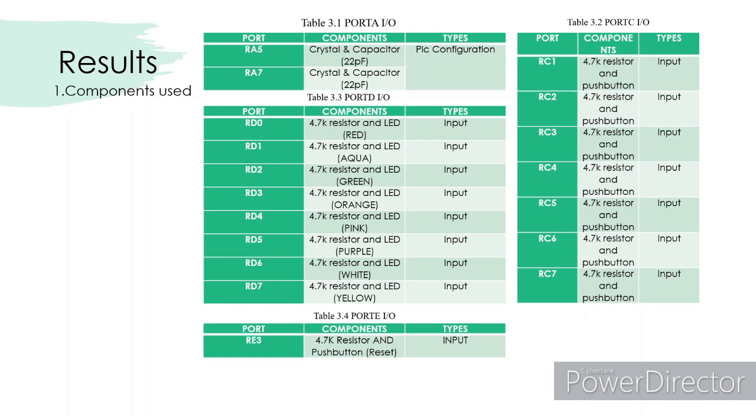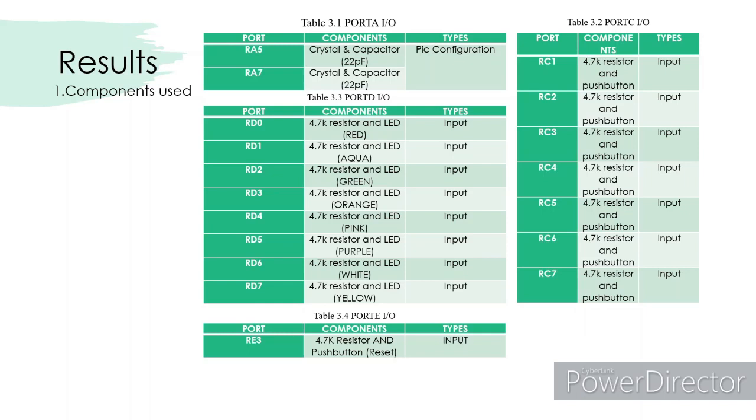Here are the results. Looking at table 3.1, we use port A5 and port A7 with a crystal and capacitors of 22 picofarad, which is used for the PIC configuration. The second table, table 3.2, at port C: all of port C are input types with a 4.7k resistor and a push button for each port.